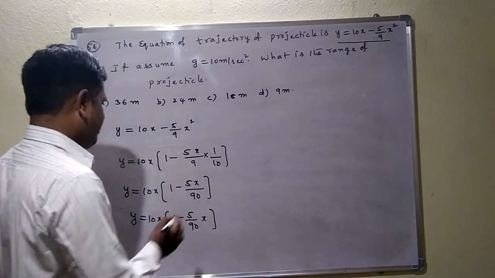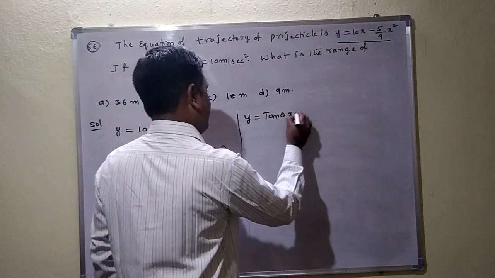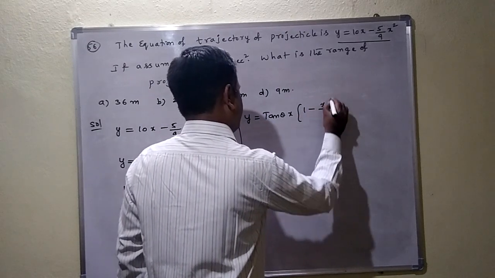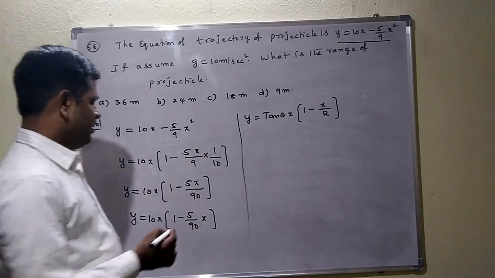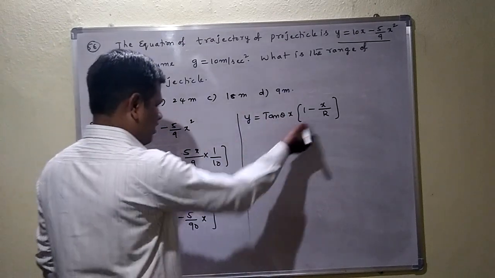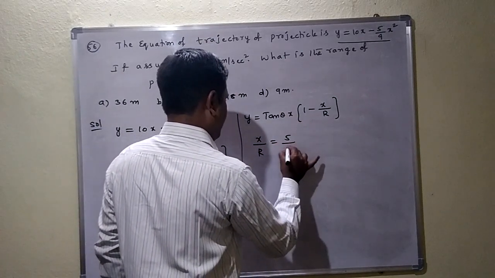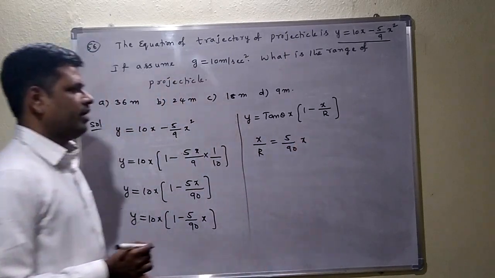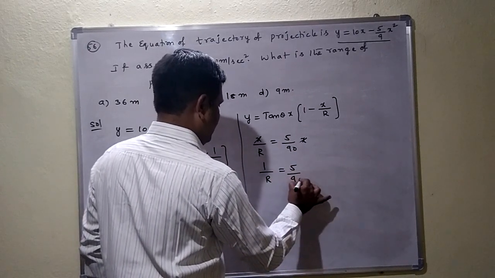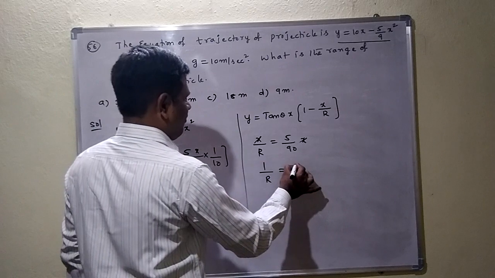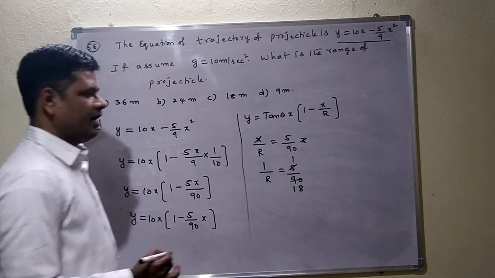Now this is compared with the general equation for projectile motion, that is y = tan θ · x (1 - x/R). Here tan θ into x is 10x, the 1 is the same, and the x is the same. So we simply compare the two terms: x by R is equal to (5/90)x. The x cancels. Now 1 by R is equal to 5 by 90, which is 1 by 18.